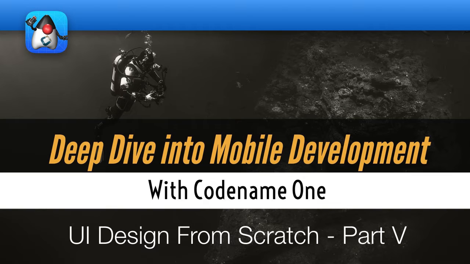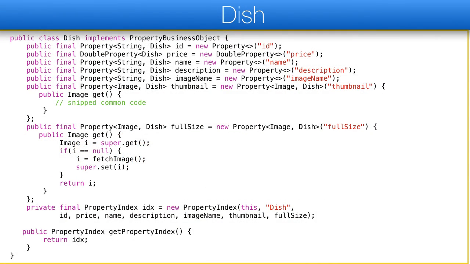After going over the CSS, it's time to go into the code changes we made for this design. First, we need some common business logic to represent a dish. I used the Properties API to represent the dish object. A dish contains a unique ID, price, name, description, an image in two sizes, thumbnail and full size.